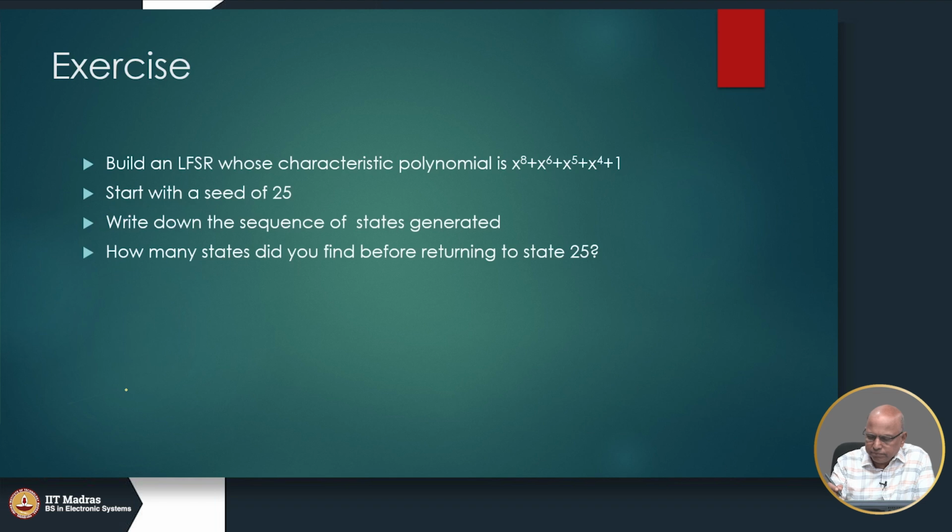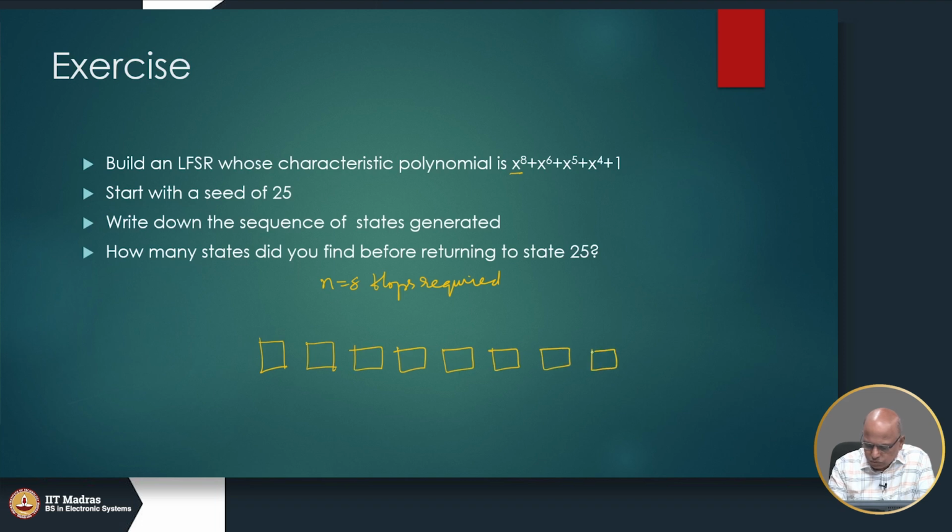The characteristic polynomial is given here. Since the order of the polynomial is 8, n equal to 8 flip flops are required, right. So, let us draw a shift register with 8 flip flops. We are going to use D flip flops to keep it simple, and these are our clock signals.